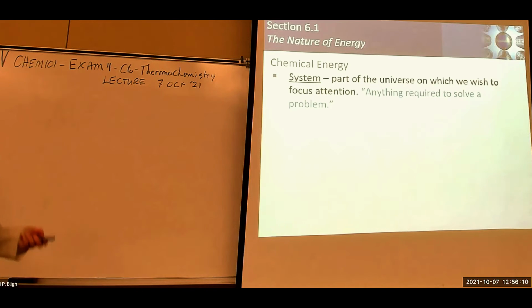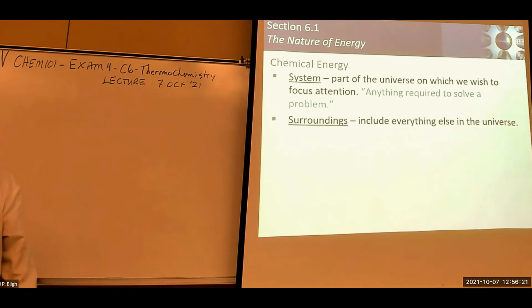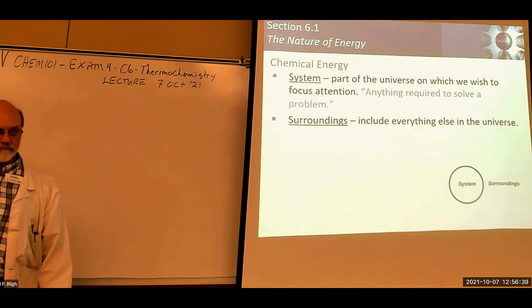And this is probably one of the best definitions: a system is anything required to solve a problem. We define the system, and then everything else is surroundings. Okay, I've got a little animation coming up here. Here it is. So if we say whatever is in here is the system, then everything else is surroundings. Even out to the edge of the universe, if you want to go that far.